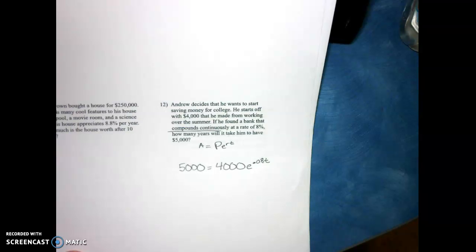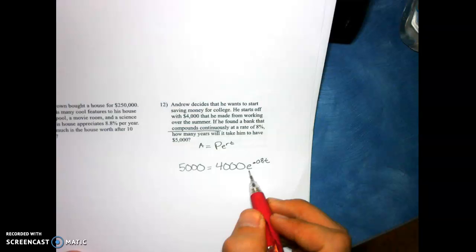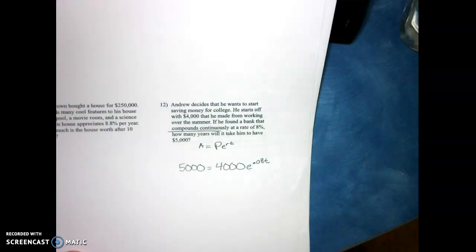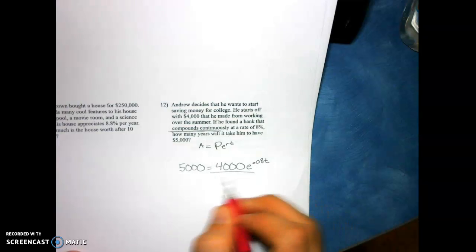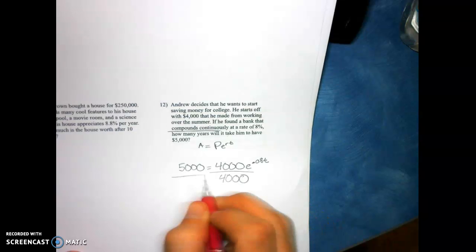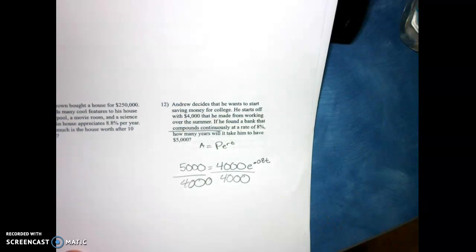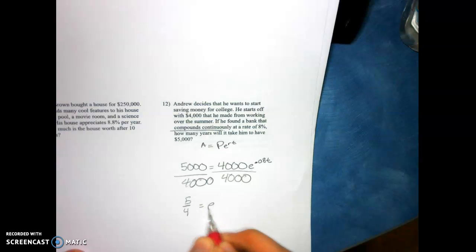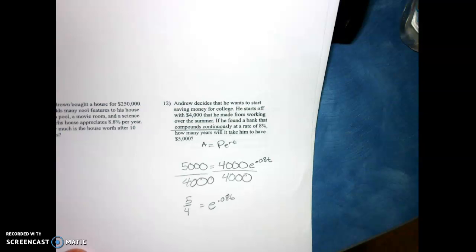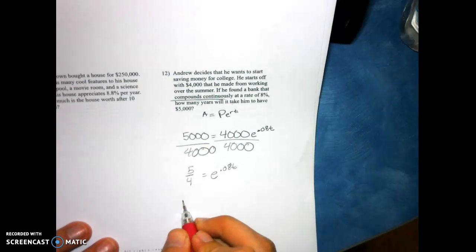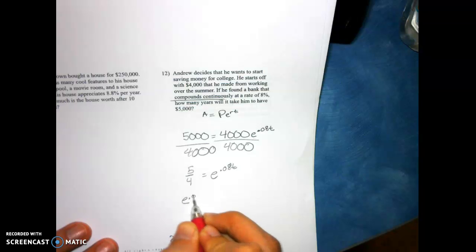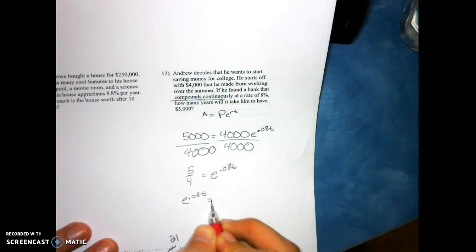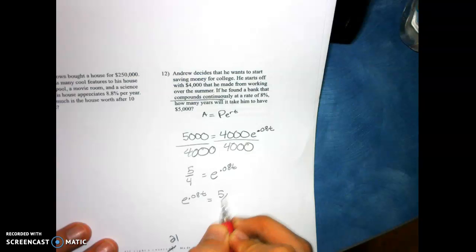Okay, now I want to solve for this. So remember, I want to get the exponential by itself, this exponent. So I'm going to divide by 4,000. Okay, this gives me 5 over 4 is equal to e to the 0.08t. Now I'm just going to flip this around to make it easier for my log snail. e to the 0.08t is equal to 5 over 4.